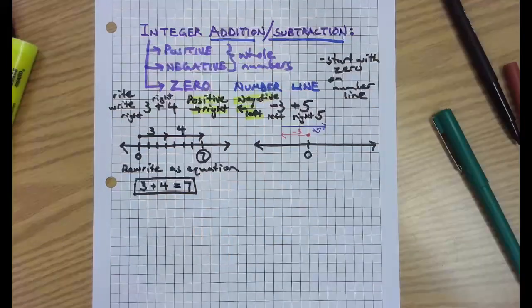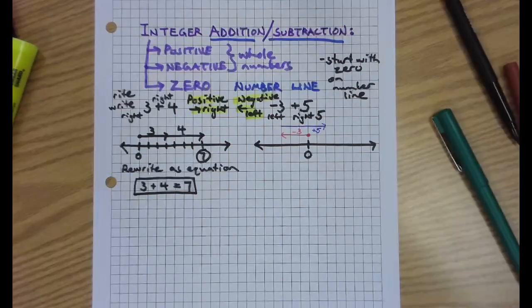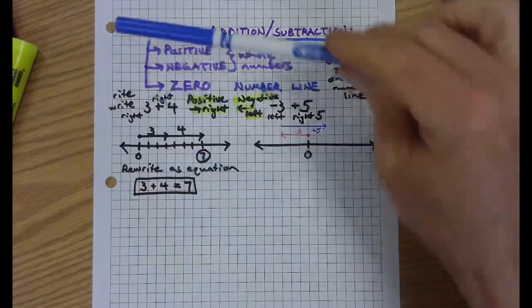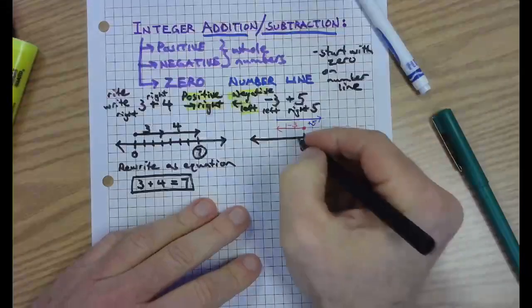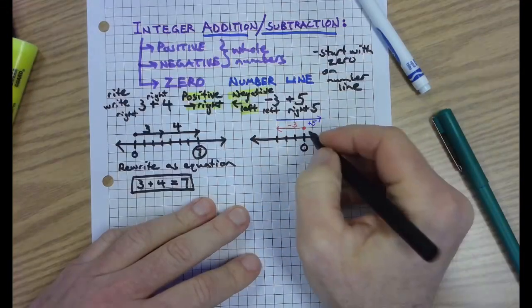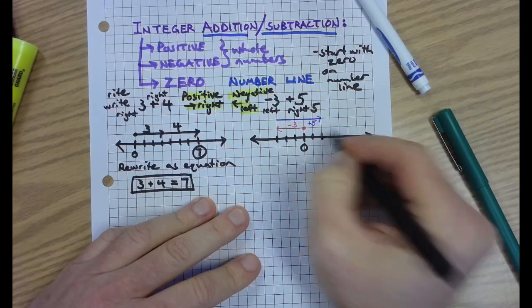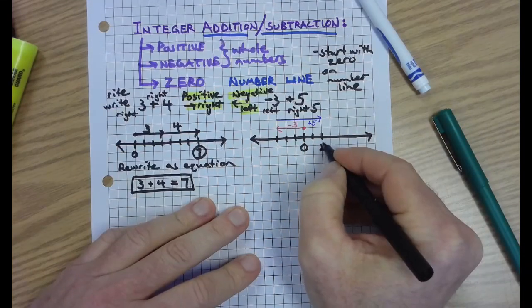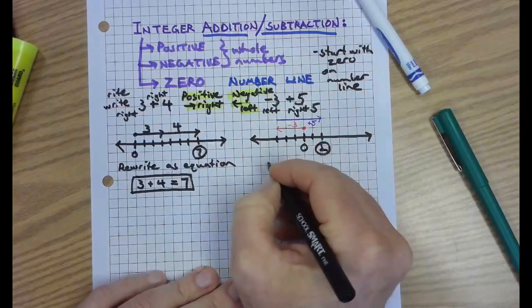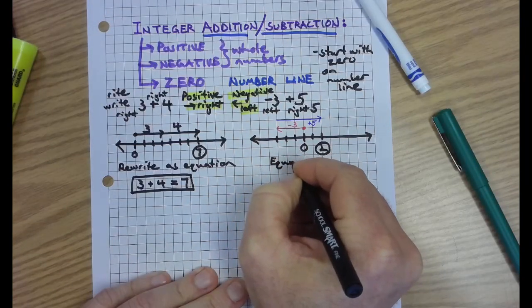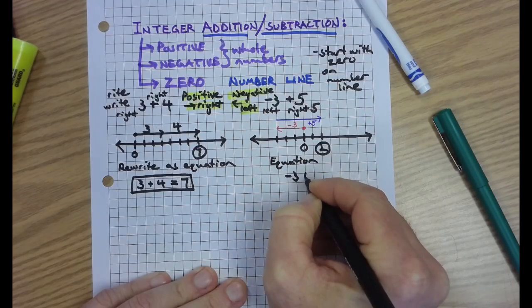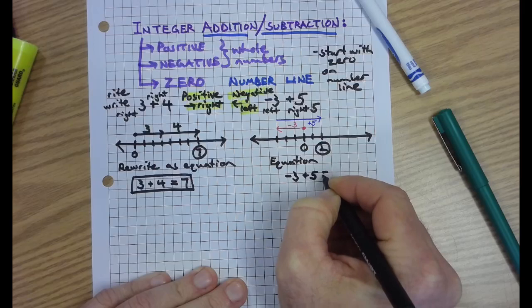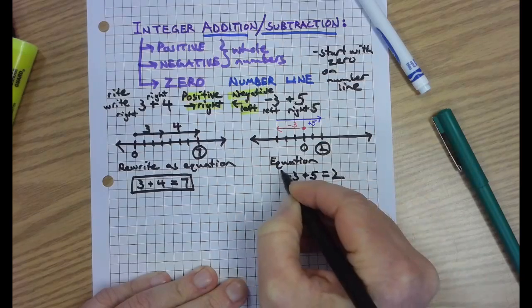Ooh, I don't like that blue one. Let's get another blue one. Okay. And where do we land? I'm going to put hash marks just to capture the movement. We land on 2. So to rewrite as an equation, just go left 3, right 5, land on 2. Done.